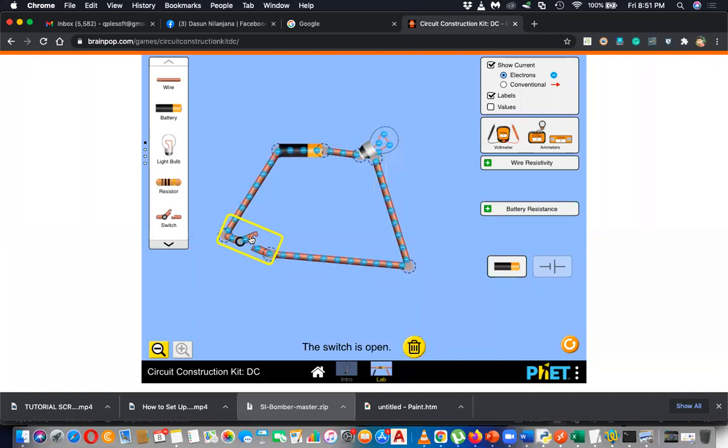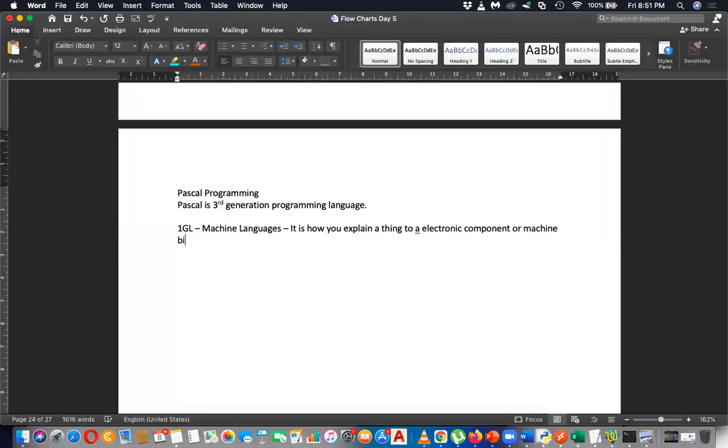Give the current, it will turn on. Or disconnect the current, it will turn off. Give the current, turn on. Disconnect. That is called machine language. What is machine language then? That is represented using binaries.